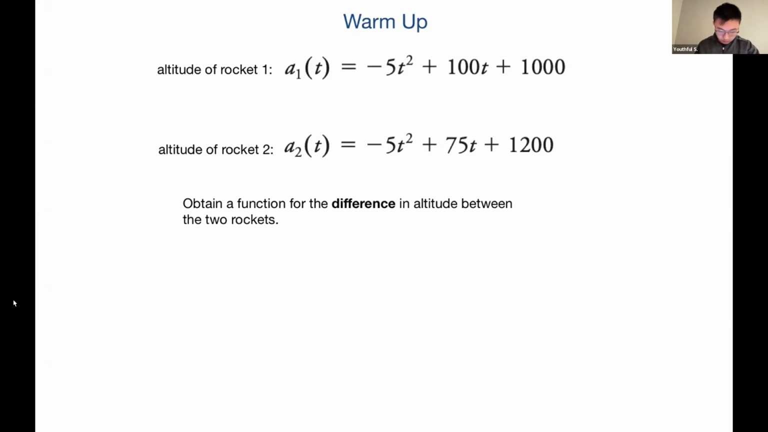So all we have to do is subtract the two functions, the two heights of the rockets, and that will get us the difference. We could do something like a1 of t minus a2 of t, and then that will equal the difference. I'll just use d for distance, d of t.